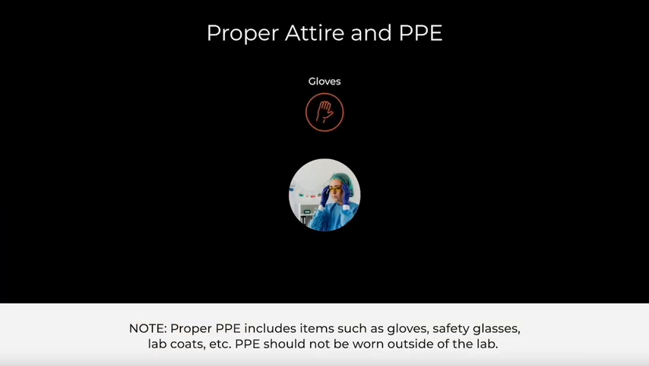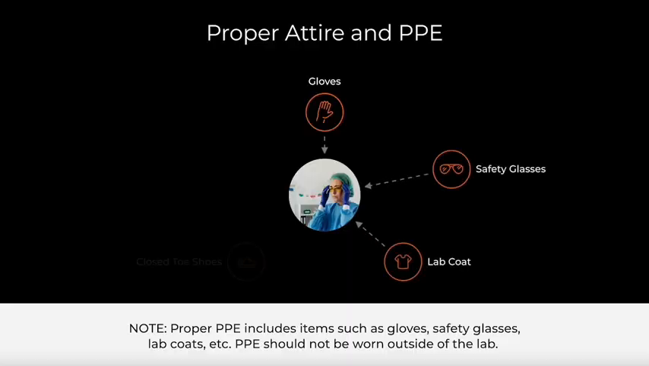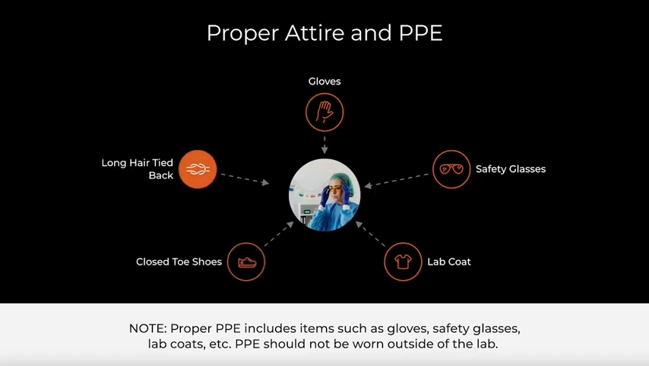Proper attire and personal protective equipment, PPE, is essential to maintaining a safe laboratory environment. This includes items such as gloves, safety glasses, lab coats, and other equipment appropriate to the specific hazards present in the lab. It is important to note that PPE should only be worn within the laboratory and should not be worn outside of it. Additionally, closed-toe shoes and long hair should be tied back in the laboratory to prevent accidents and injuries.